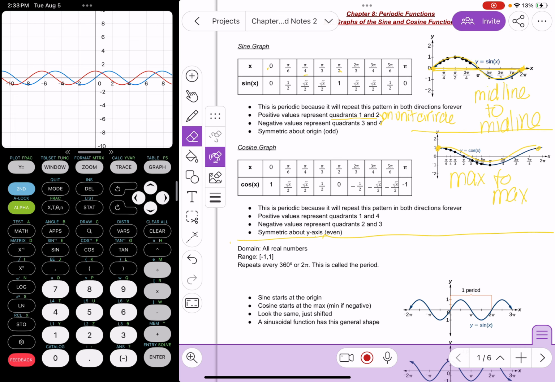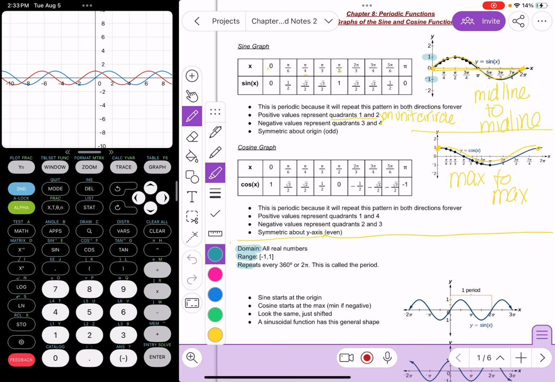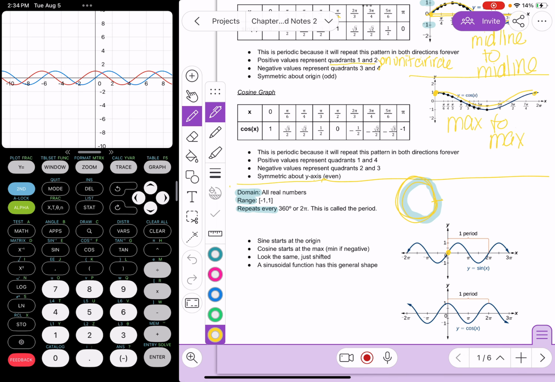The domain is always all real numbers. And the range of the parent function is -1 to 1. So the bottom of these always bottoms out at -1, and the top tops out at 1 for the parent function. And then it repeats every 360 degrees or 2 pi, which, if you remember the unit circle, is one circle. So you're going to notice that period will repeat every circle, which makes sense with our coterminal angles. So sine starts at the origin, cosine starts at the maximum.